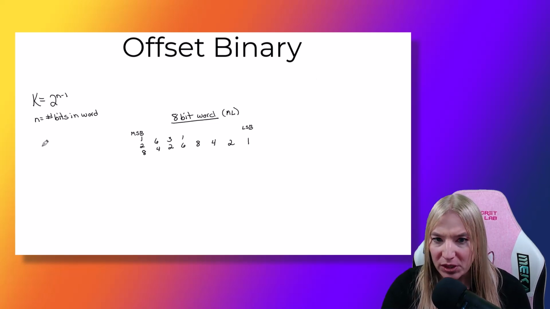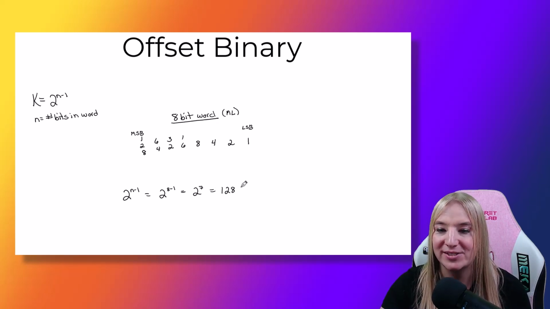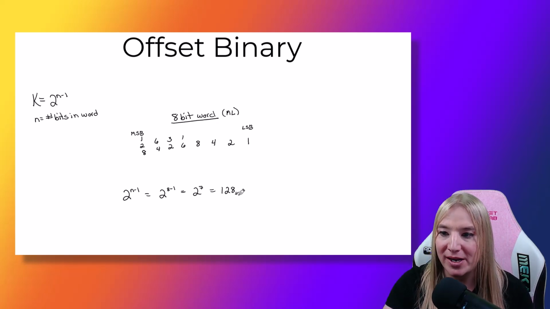I have an 8-bit word, so to figure this out, we're going to say 2 to the n minus 1 is equivalent to 2 to the n. Now n is the number of bits. In this case we have 8 bits. So we're going to say 8 minus 1, which gives 2 to the 7th power, which is equivalent to 128. So basically this number here in decimal is our offset value.